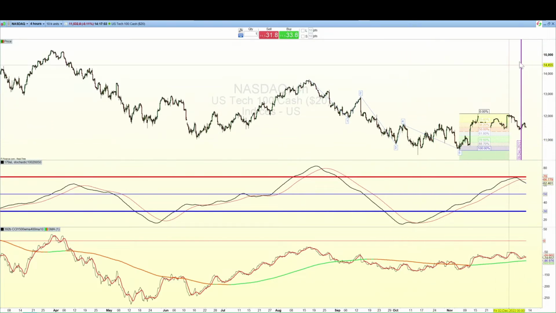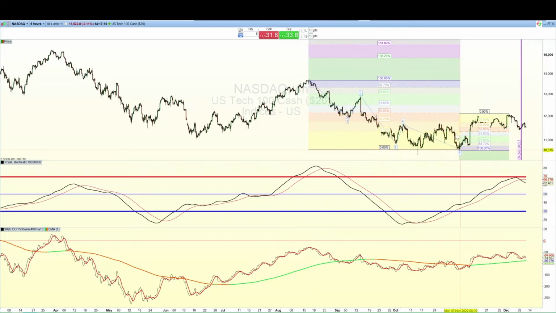If we look at the bigger picture as well on a Fibonacci retracement, let's draw it from this high there down to that point. That's also come and bounced off this 50% level, which is quite nice.